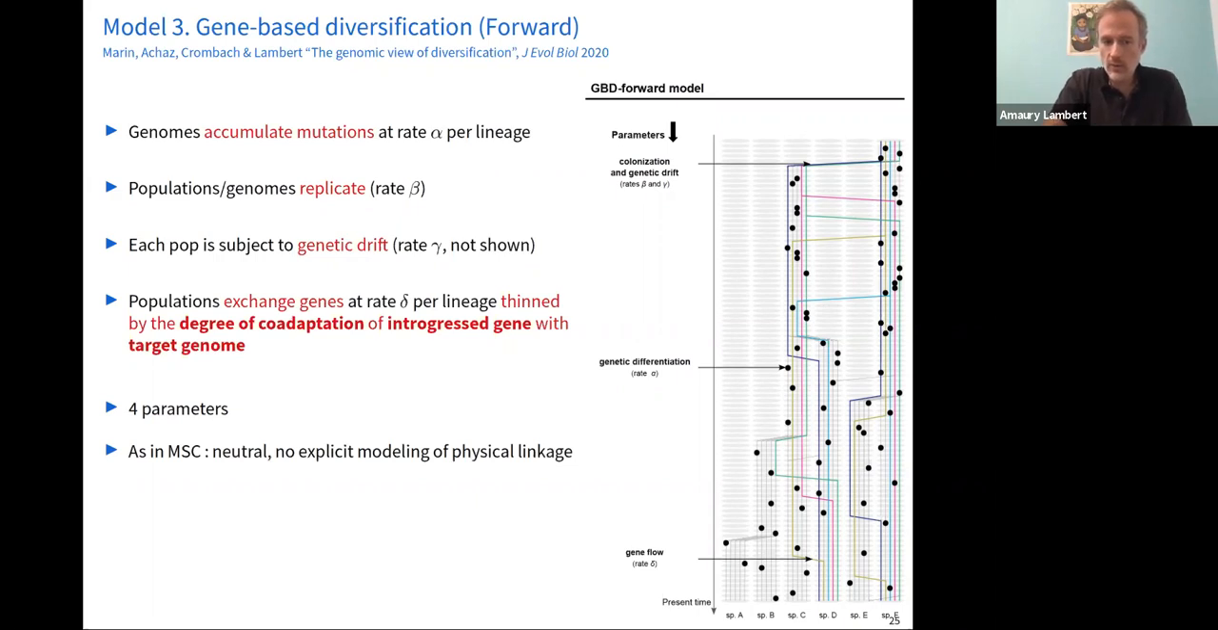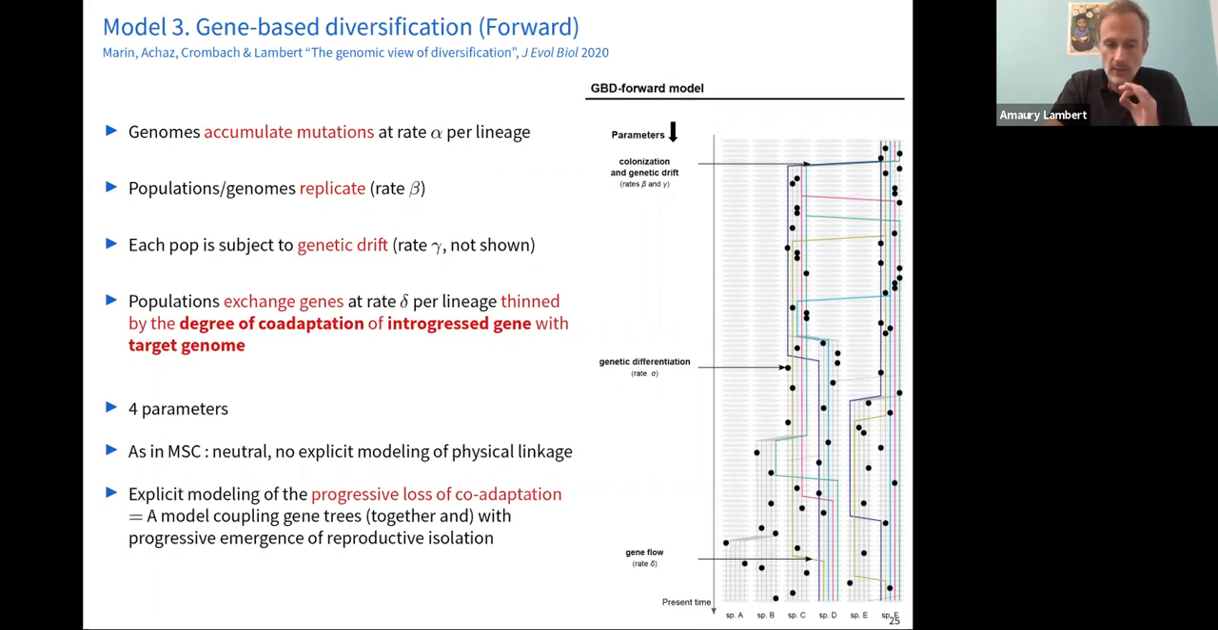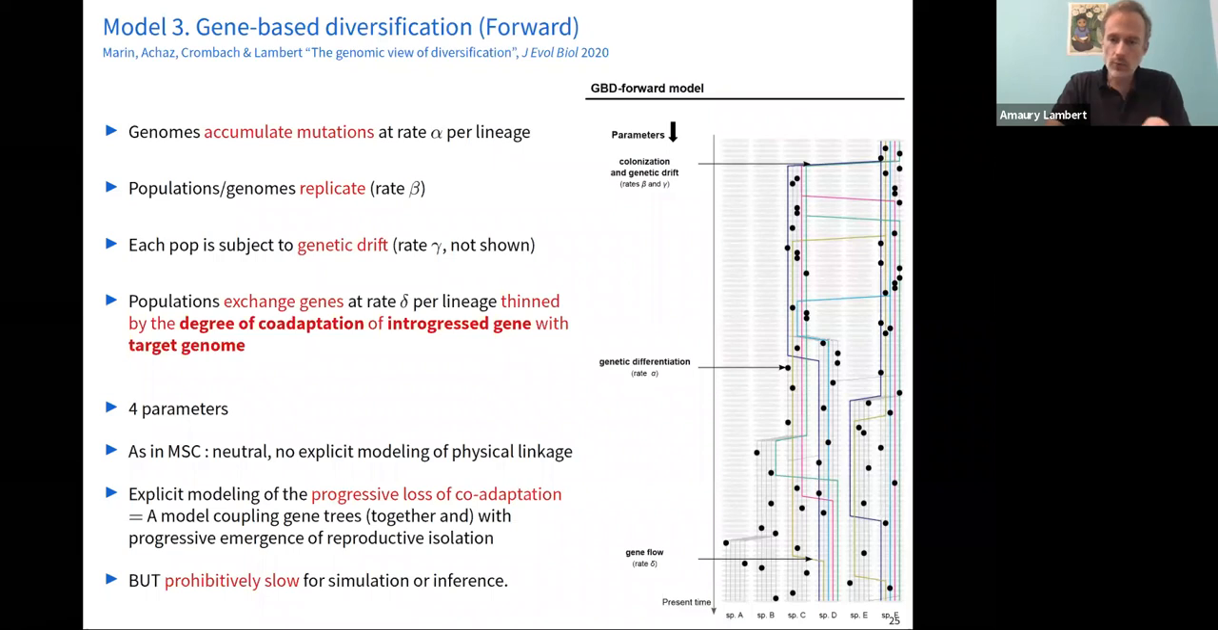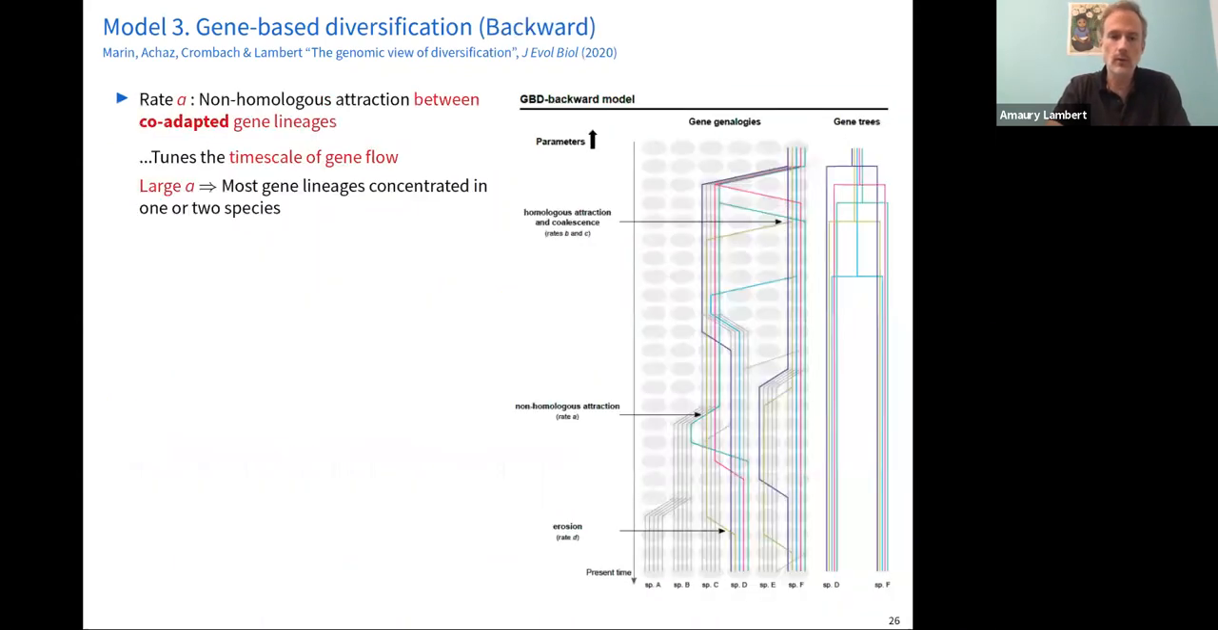As in the multispecies coalescent, it's neutral. There's no explicit modeling of physical linkage. But there is explicit modeling of the progressive loss of co-adaptation, resulting in a model that couples all the gene trees together and also couples gene trees with the progressive emergence of reproductive isolation. Okay? But of course, the problem is that this model is prohibitively slow for simulation or inference. And so we came up with this backward in time model, which, as I said, is not exactly the dual mathematically to the forward time model, but has some nice features.